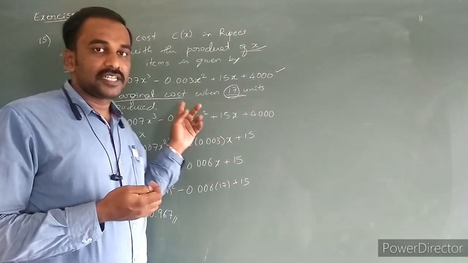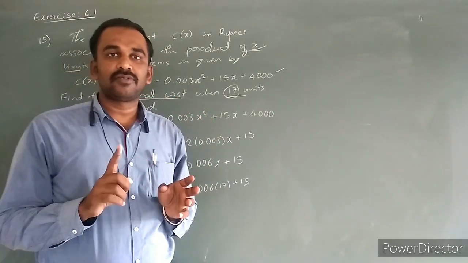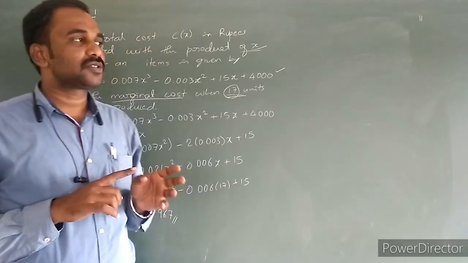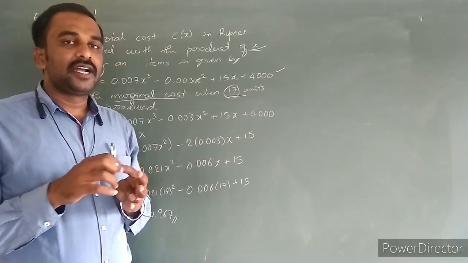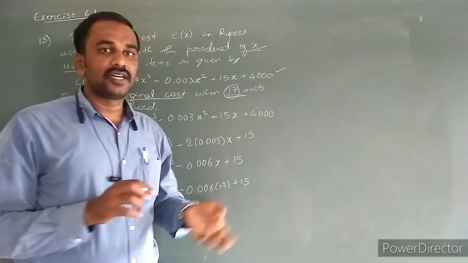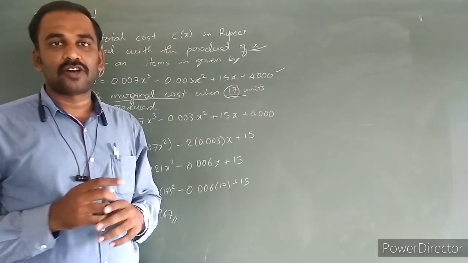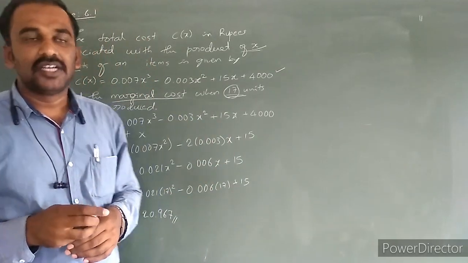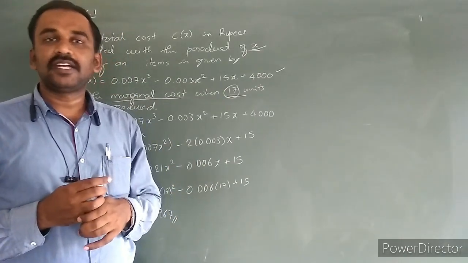So far we have completed 3 applications: increasing and decreasing, approximation, and rate measure. The next 2 applications are there. One is tangent and normal, and another one is maximum and minimum. In the next video I am going to start with tangent and normal.